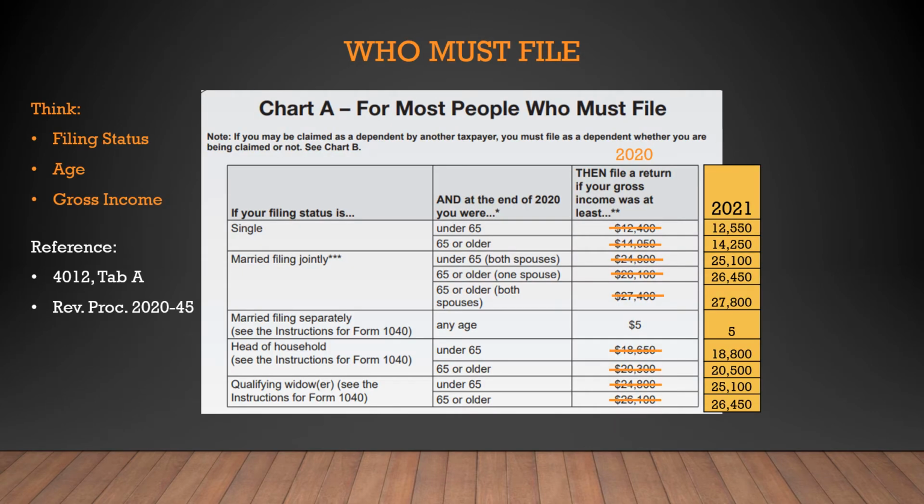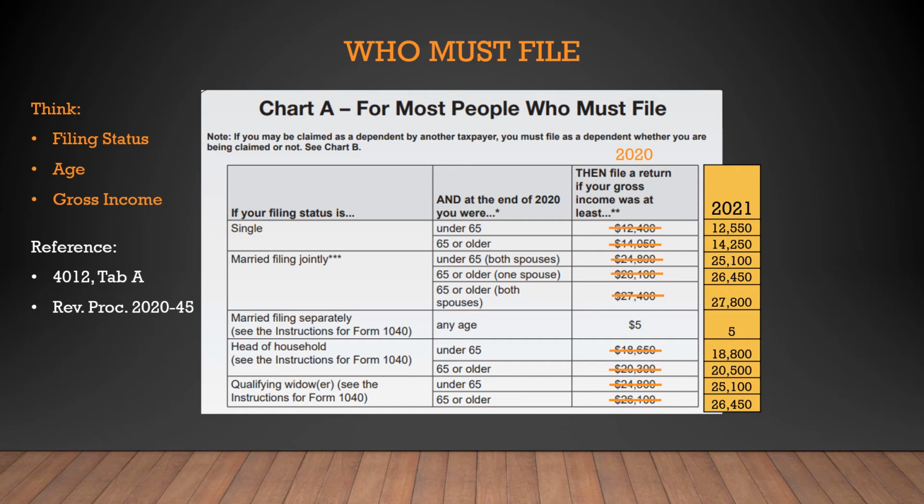After we've sat down with our clients and after we've said things like, "Hi, how are you and how's the weather?" the first thing we need to figure out is whether or not this person is required to file. And there are 3 main drivers of this: filing status, age, and gross income. Chart A from the 4012, tab A, helps us determine this.